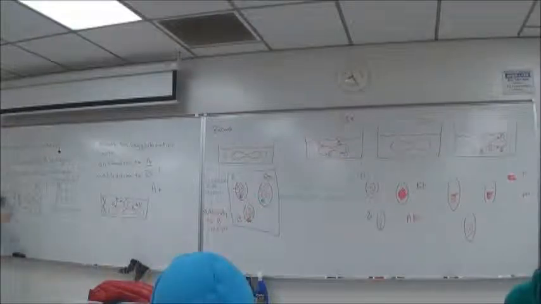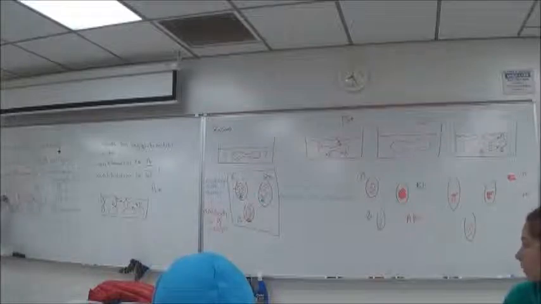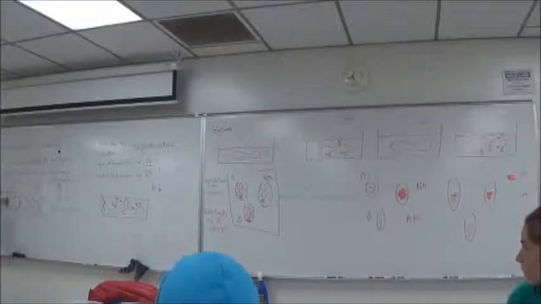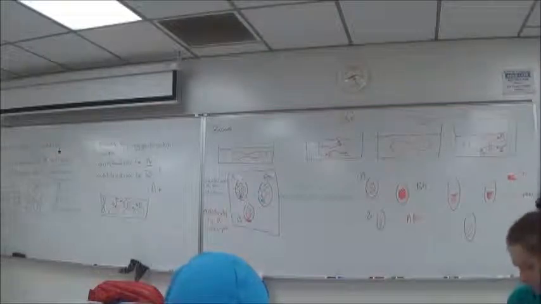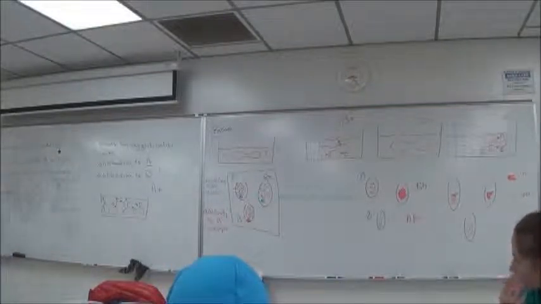Can we receive a B? Yes. So we can't receive A, can we receive AB? No, because it has A antigen. So remember, we can't receive anything with A, that knocks out A, that knocks out AB. Can we receive O? Yes, O negative. Anything can receive O negative.